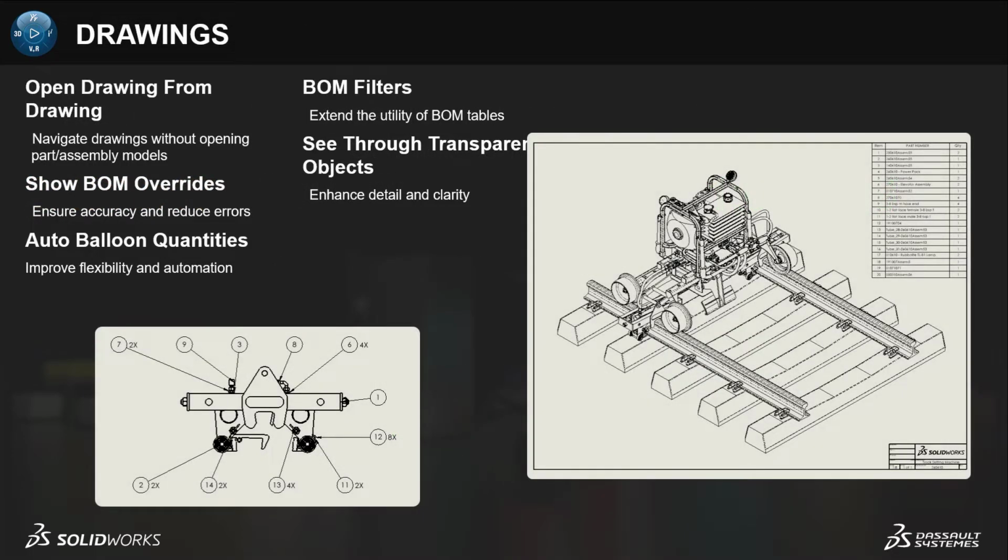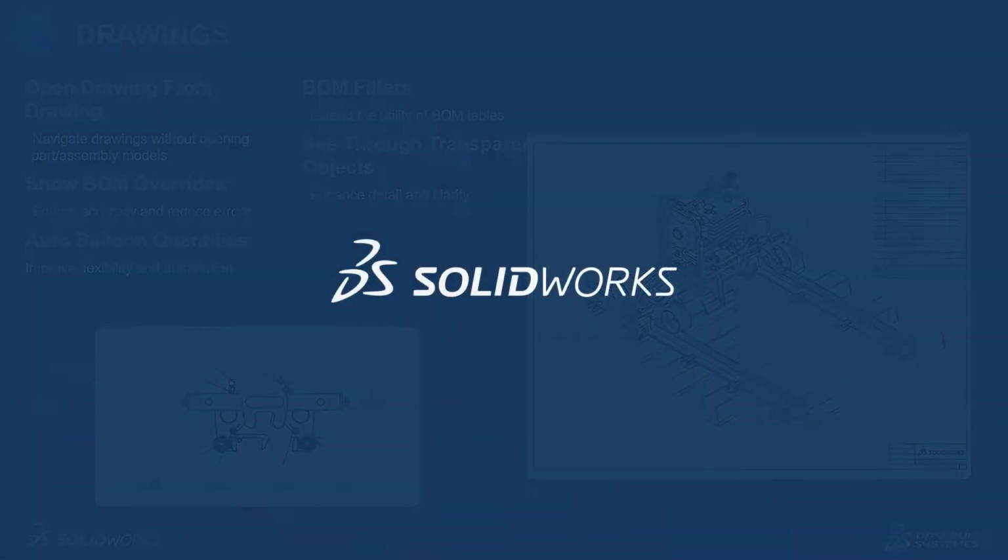Next up, we'll take a look at new enhancements in drawings, including opening component drawings from an assembly drawing, customizing bill of material override colors, auto balloon quantities, transparency in drawings, and my personal favorite new feature, bill of materials filters.